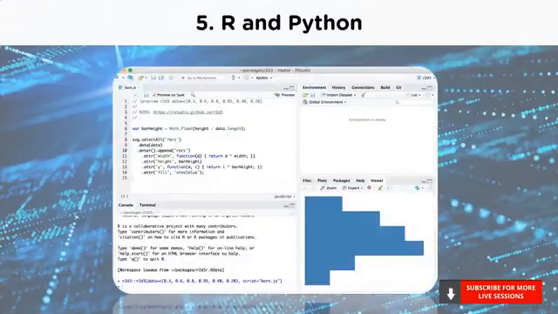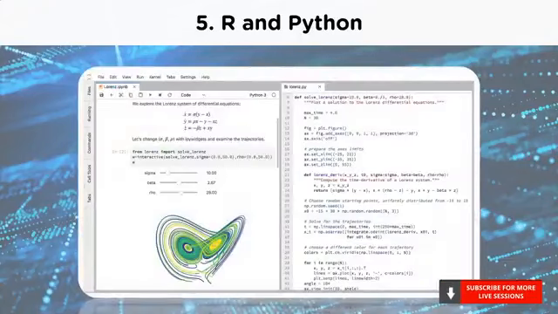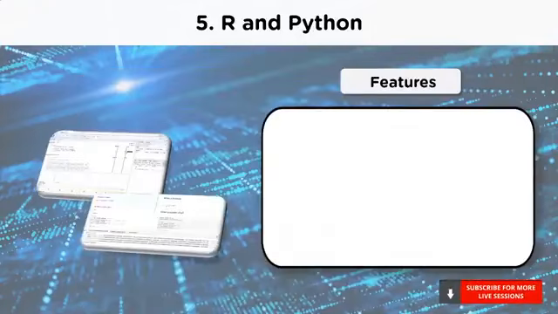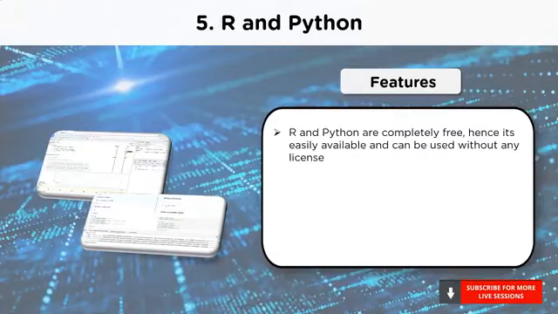This is the interface of R. Next up is the interface of the Python Jupyter Notebook. Let's now move on to the features of both R and Python. When it comes to the availability of R and Python, it is very easy. Both R and Python are completely free, hence they can be used without any license.